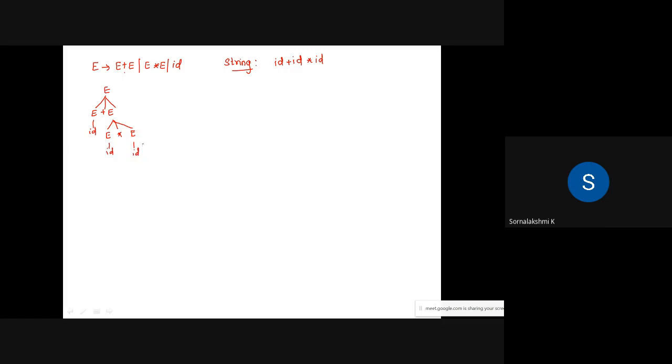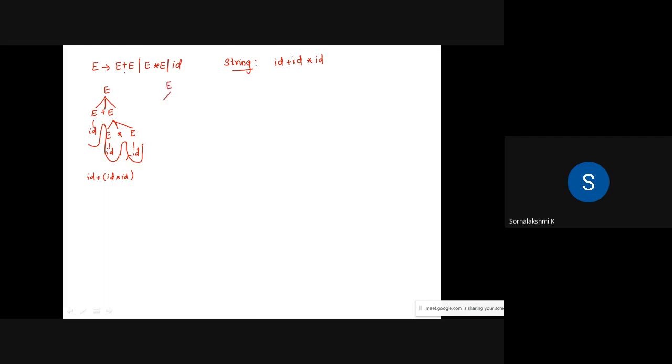How do we understand or traverse the parse tree? We traverse from the lowest height. The deepest operator we try to visit first. So it will be in this order: it starts and goes in this order, and then a plus. So how do I write it? First this asterisk is evaluated, and then it is added with this.